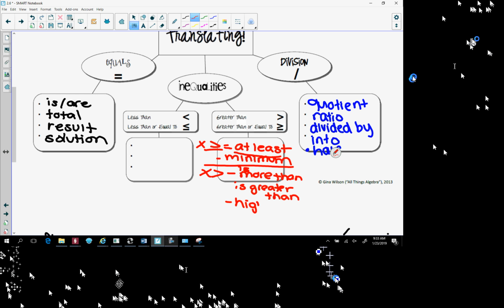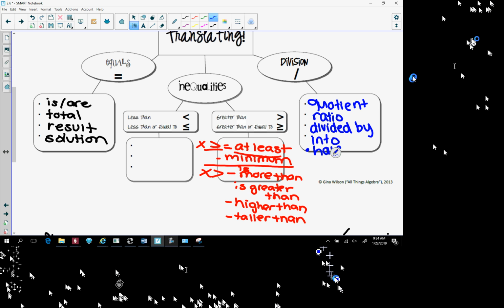Higher than, taller than. Like greater than examples: if you're going on a ride and you have to be taller than this line, you can't be up at that line, right? Or else you can't go on the ride. You have to be taller than it. So that's what I mean by greater than.